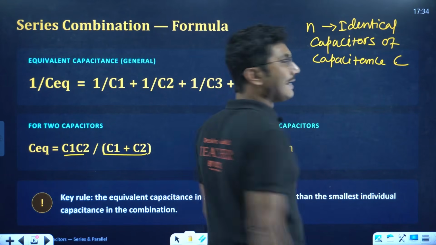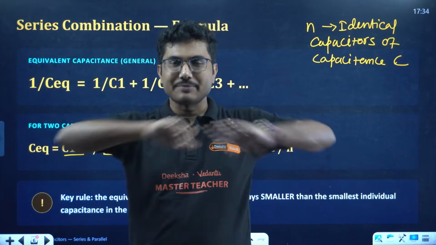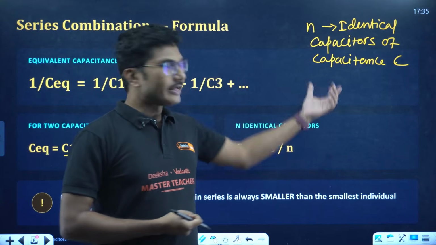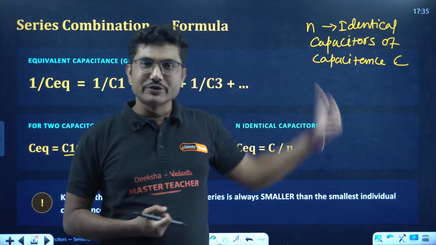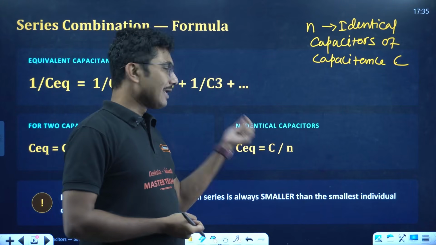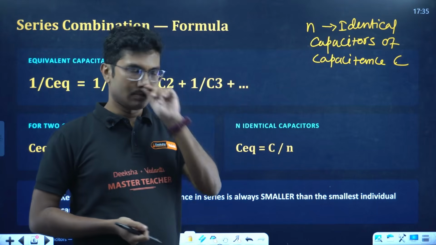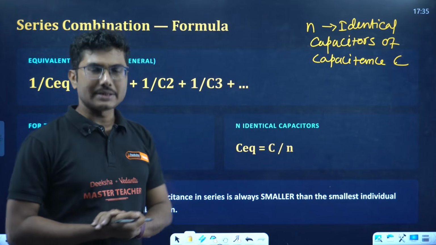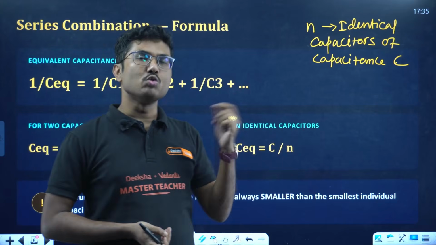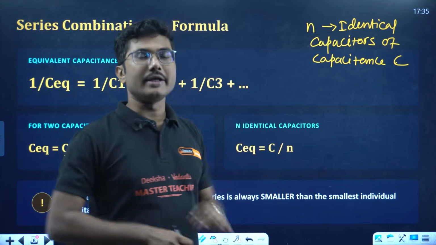Identical means they are like twin brothers. They have the same size, same height, same looking, everything is the same. That is called identical, so their values are the same. Then the equivalent capacitance formula is very simple: take any one value and divide by the number of capacitors. Suppose there are 10 capacitors, each of 2 microfarad; their equivalent capacitance will be 2 by 10 microfarad. This is a shortcut method, and it is very handy in many problems you will see in future.